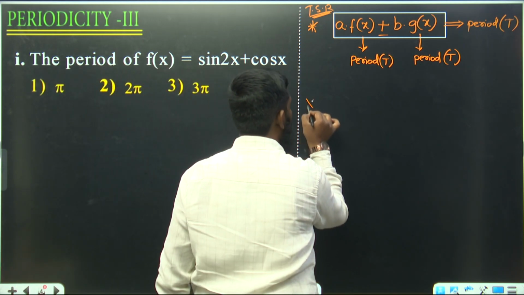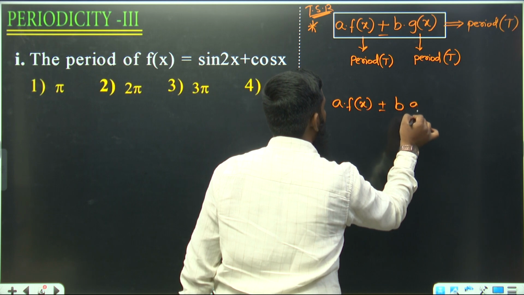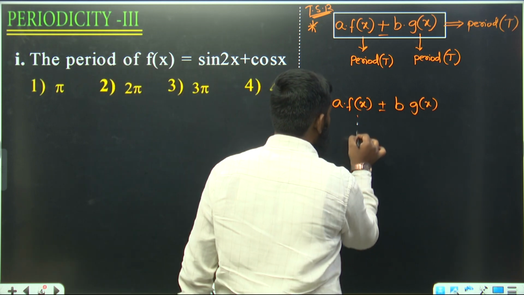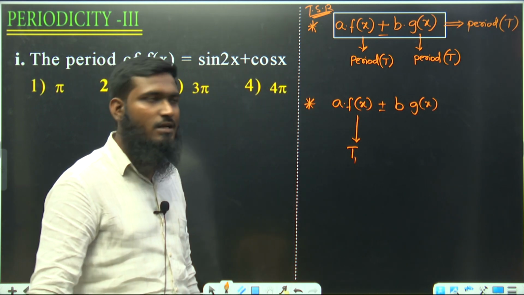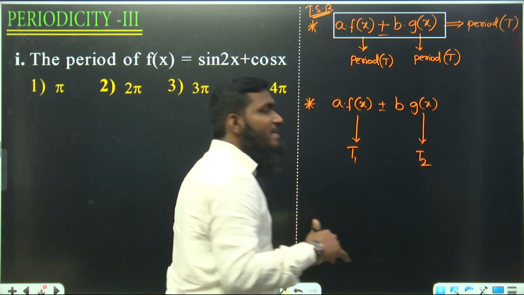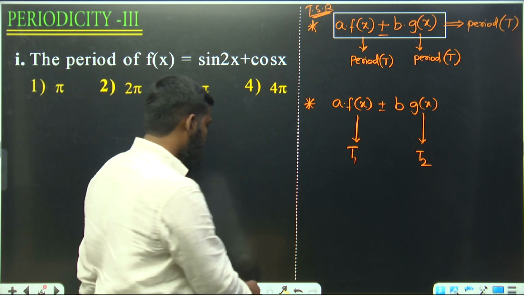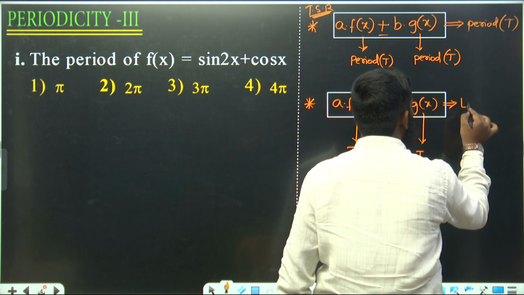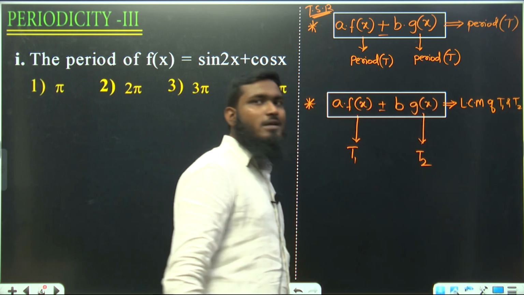Now the second case: a into f of x plus or minus b into g of x, same condition I have taken. Now if you are finding the period for the first function, you are getting the answer as T1. If you are finding the period for the second function, you are getting the answer as T2. So T1 and T2 means we are not getting the same periods over here, we are getting different answers. If you are getting different periods, then the period for this complete question will become the LCM of T1 and T2.